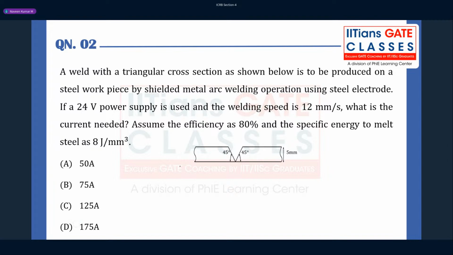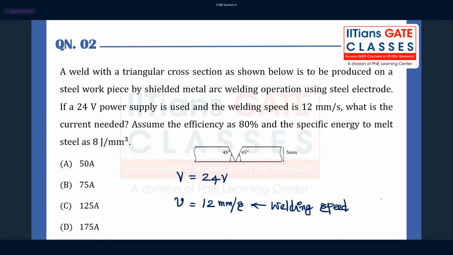What is given? The power supply is given, 24 volt. So voltage is equal to 24 V, right? And the welding speed is 12 mm per second. So welding speed, I will write as nu is 12 mm per second. Please remember this is welding speed, right? And what is current needed? So what they're asking is the current.